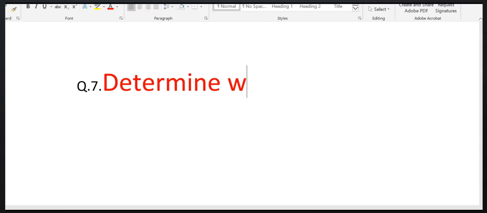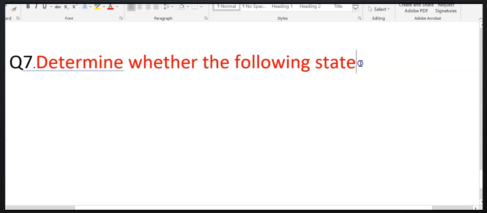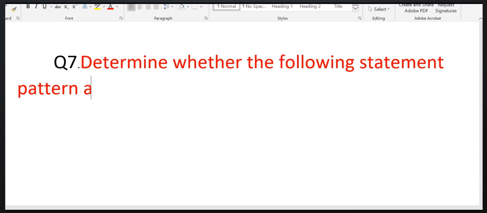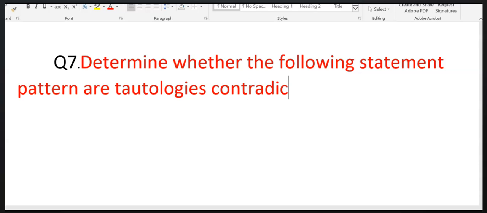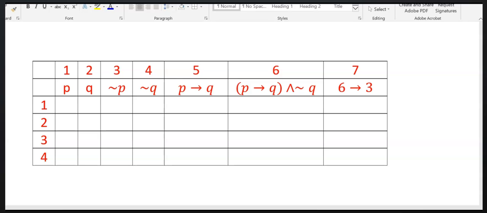Question number 7. Determine whether the following statement pattern is a tautology, contradiction, or contingency. Now we'll start here.